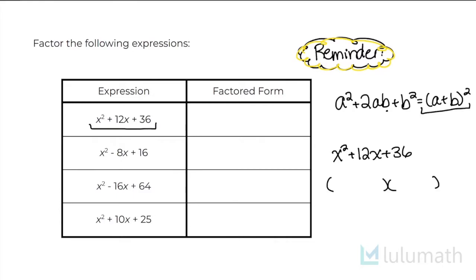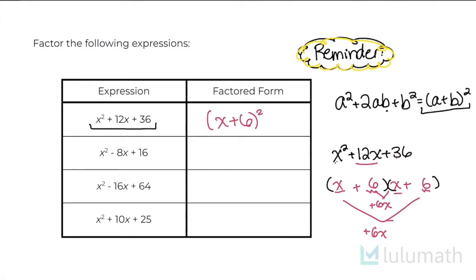I'm going to set up my binomials, and I know that if I multiply this first term in this binomial by this first term here, I will get this x squared. So I know I can just use x times x. I also know that these last terms multiply together to give me 36. So I'm going to use 6 and 6 because I know that my outer will result in 6x, my inner will result in 6x, and 6x plus 6x gives us this 12x that we're looking for. So in short, this factored form is just x plus 6 quantity squared.